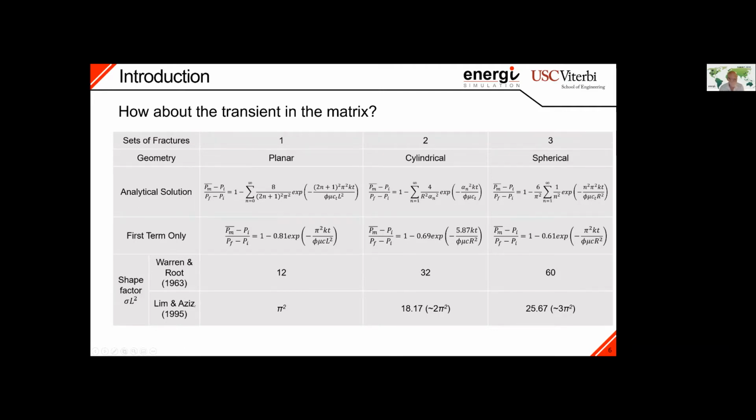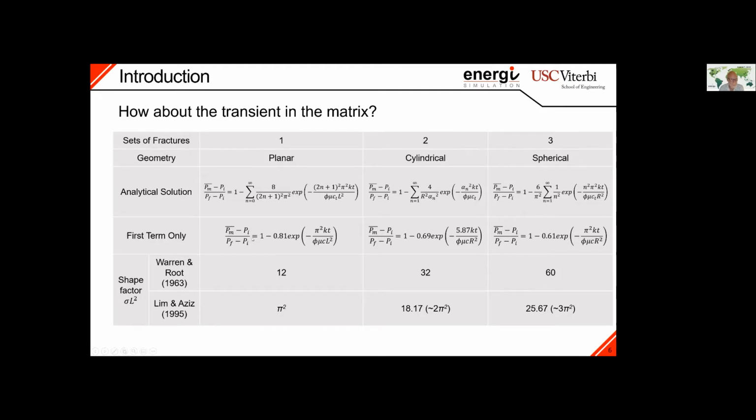Lim and Aziz came up with a nice idea of just using analytical solutions to simple geometries: planar, cylindrical, and spherical geometry, representing 1, 2, and 3 sets of fractures, respectively. Now, if you look up in your old math book by Crank, you can find series solutions for the average response in pressure here, relative to its initial pressure and the boundary condition pressure here, if you will, as a series solution.